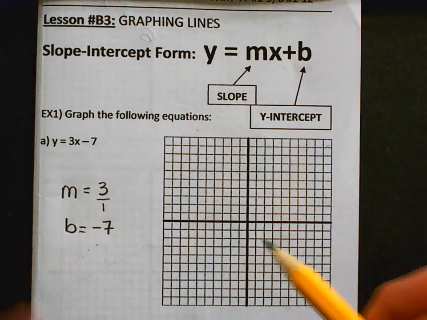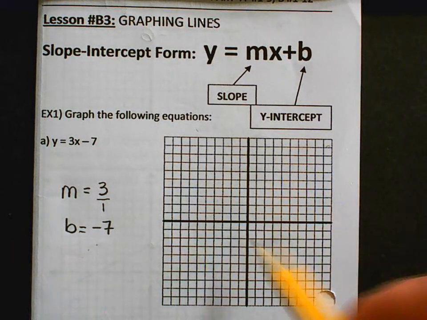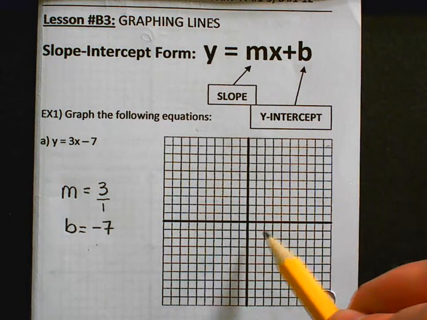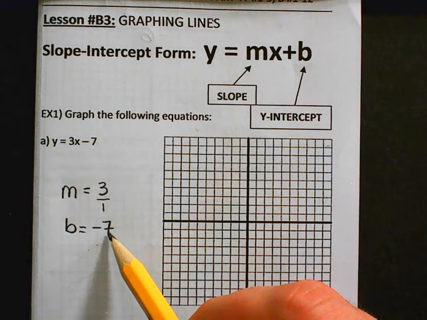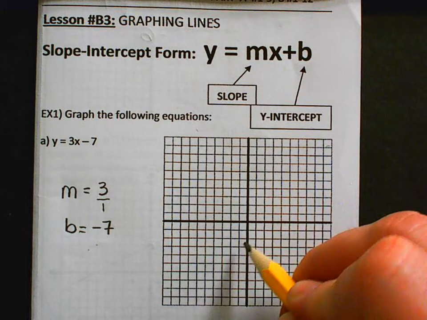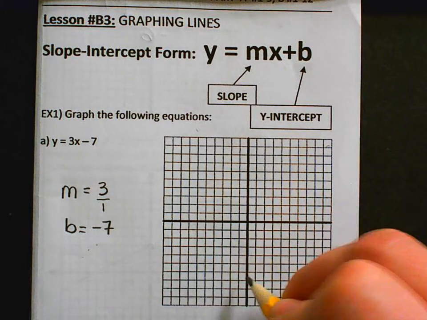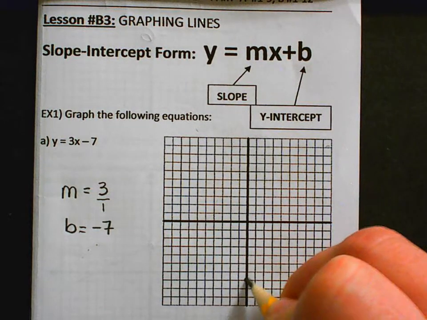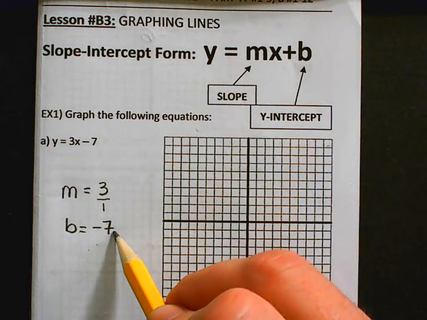So that means you're going to rise 3 and run 1. How do we begin the graph? The graph is just like us. When we came to this world, we came in as a baby. So basically we start with b for baby. We always start with the y-intercept, which is negative 7. So we go down on the y-axis and mark the point negative 7.